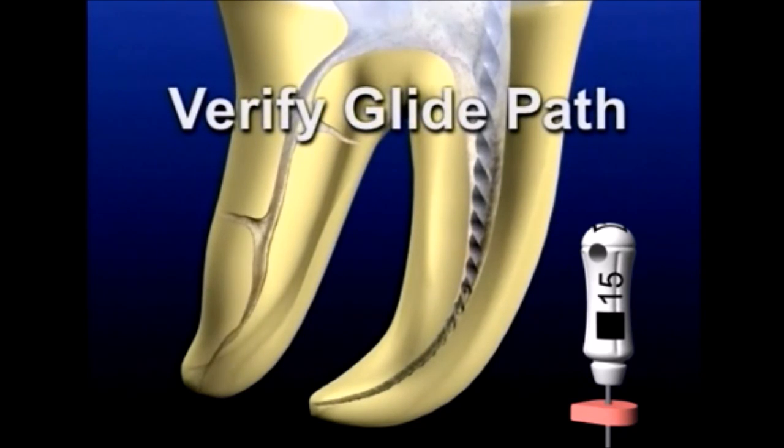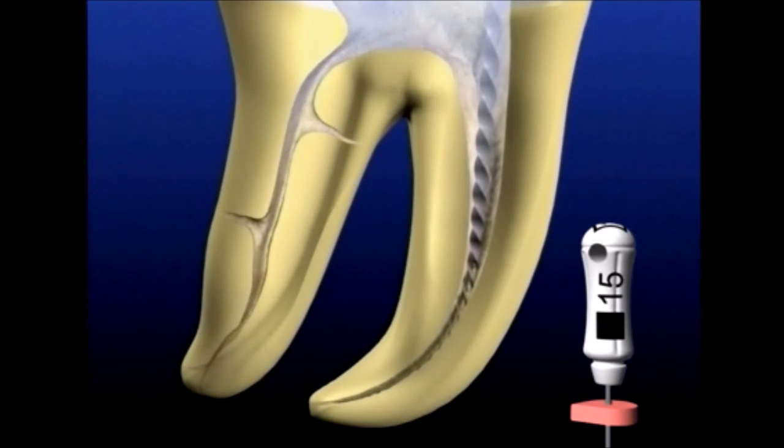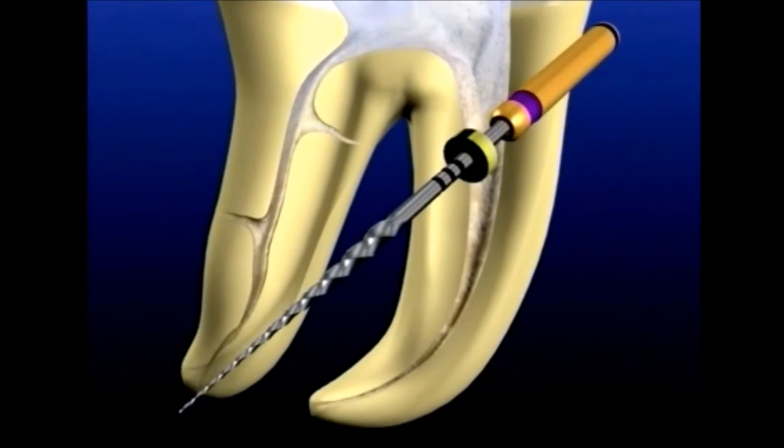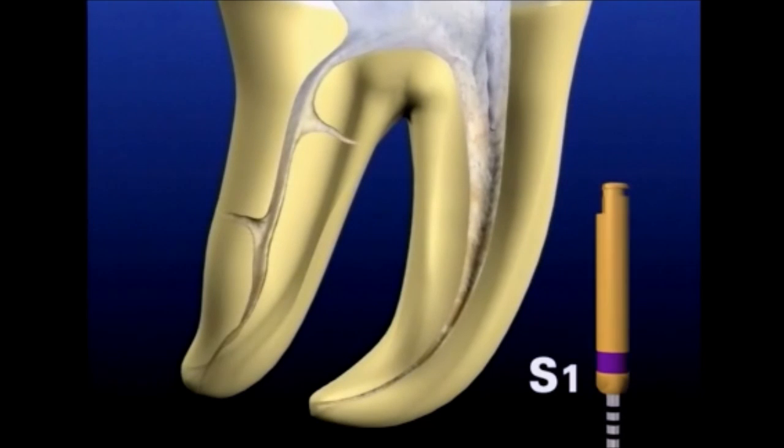To accomplish this, the 15 file is picked up 1 millimeter and gently moved to length. Now it's picked up 2 millimeters and pushed to length. In general, if we can move the 15 file over a range of 3 to 5 millimeters, we have a reproducible glide path for rotary instruments to follow. Shaper number 1 is 17 at D0 and can easily follow this glide path. Allow it to float down through the root.